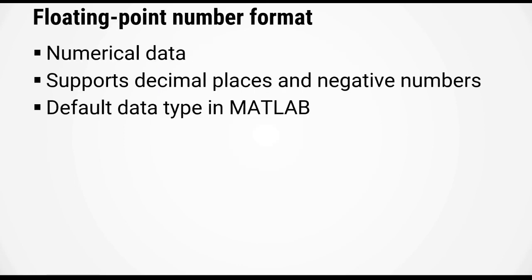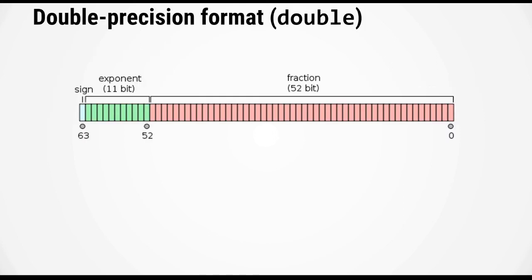Finally, let's have a look at the floating point number format. Now this format again holds numerical data, but in contrast to integers, this format allows decimal places and negative numbers to be represented. Now this is also the default numerical data type in MATLAB. And typically the format that you will be seeing a lot of in MATLAB is the double, which is a 64-bit number. Here is the data scheme for a double. Notice that it has 1 bit for the sign, 11 bits for the exponent, and 52 bits to hold significant numbers or the fraction.